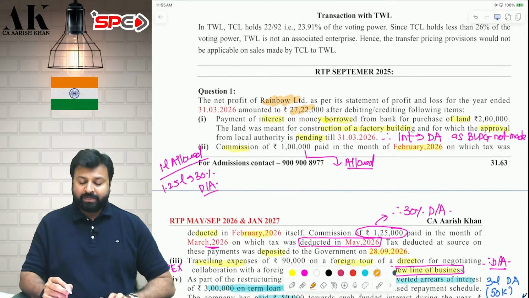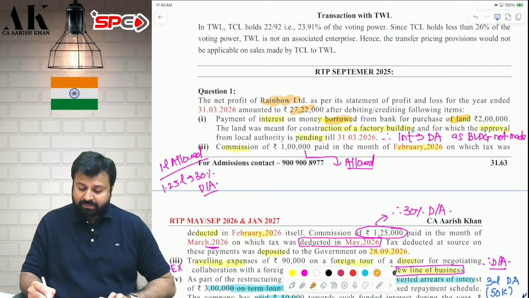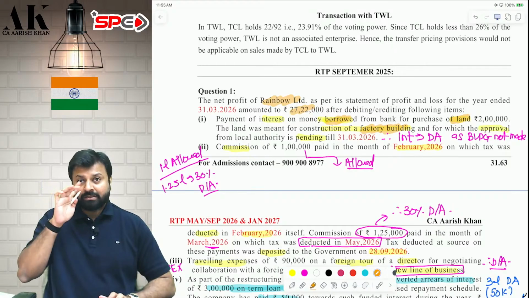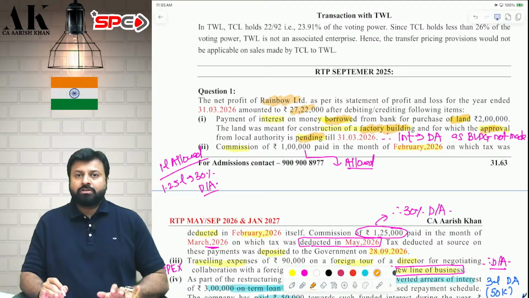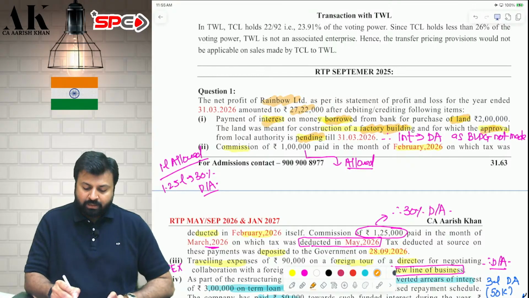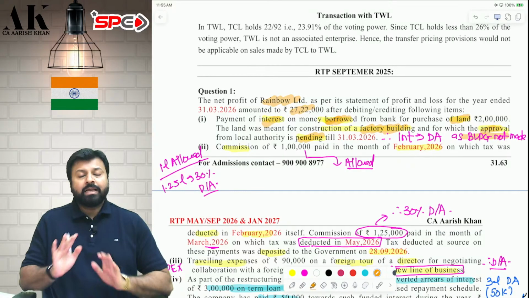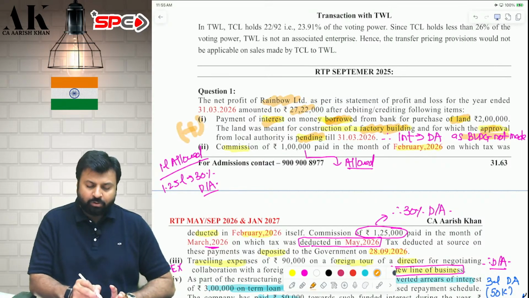The very first adjustment is that the assessee has taken some loan for purchasing some land. On that land, they will construct some factory building for which approval is not yet received. Because the approval is not yet received, whatever interest you have incurred on the loan will be capitalized. That will not be allowed as a deduction. That will be disallowed over here.